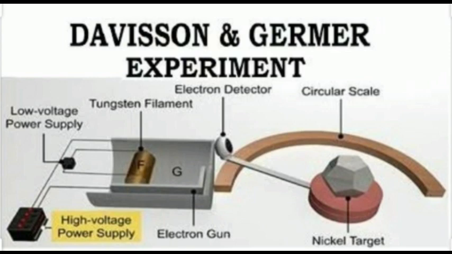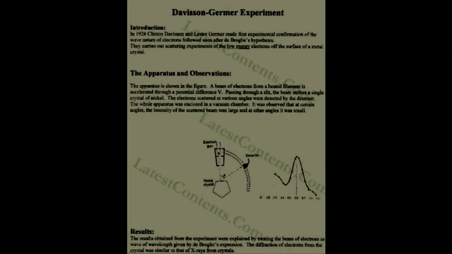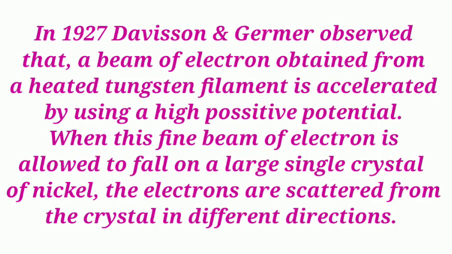We will prove that the electron possesses wave nature. Now we will see how the wave nature of the electron can be proved by Davisson-Germer. In 1927, Davisson and Germer observed that a beam of electrons obtained from a heated tungsten filament is accelerated using a high positive potential. When this fine beam of electrons is allowed to fall on a large single crystal of nickel, the electrons are scattered from the crystal in different directions.